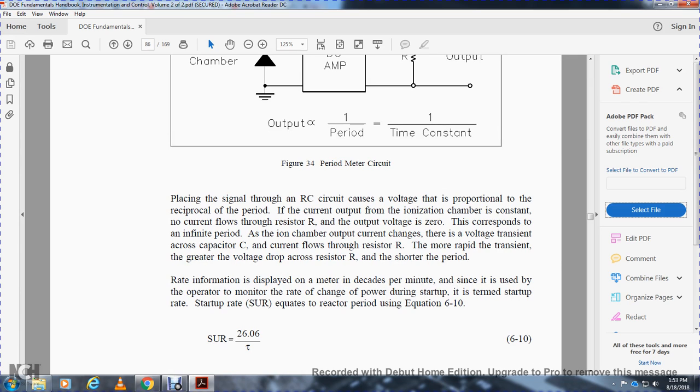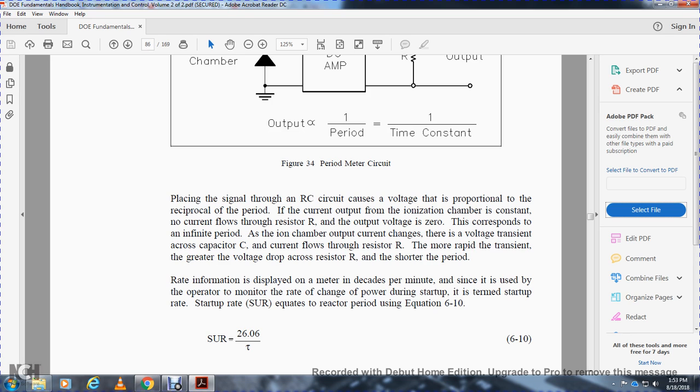With the capacitor, the current flows through the resistor R. The more rapid the transient, the greater the voltage drop across the resistor, meaning a short period. Rate information is displayed on the meter in decades per minute, and the operator monitors the rate of the chamber power during startup. This is the startup rate, or SUR, which equates to the reactor period in the equations.